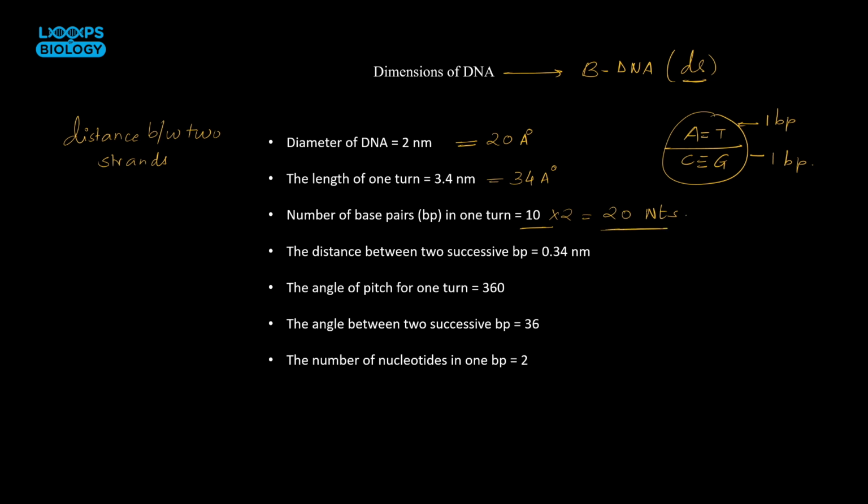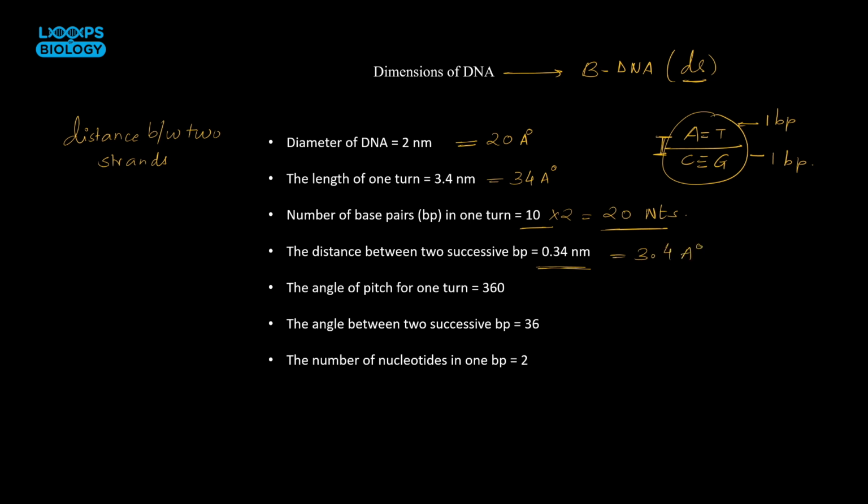The distance between two successive base pairs. Now whenever I am talking about the distance between two base pairs, suppose adenine thymine is the first and cytosine guanine is the second. So what is the distance between this? It is nothing but 0.34 nanometer, which is equal to 3.4 angstrom unit.